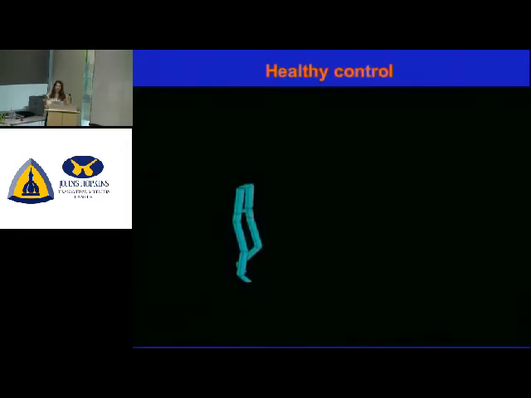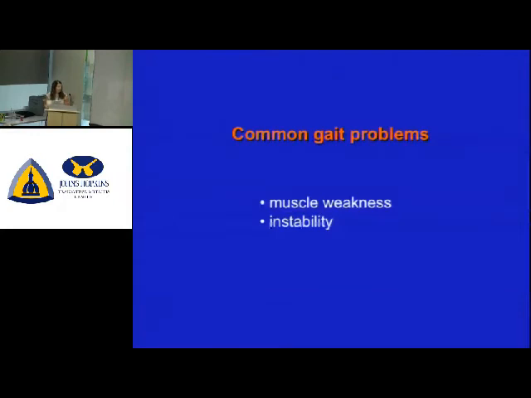Now, I have videos, but as it goes, they don't work right now. So I'm going to just tell you that this was just to show you what a healthy person walking would look like. And I'm going to move on and talk about two common gait problems. One is associated with weakness. Another is associated with weakness but gives you more instability.